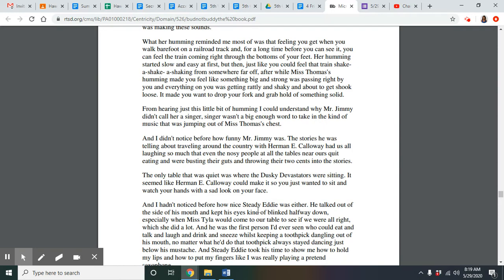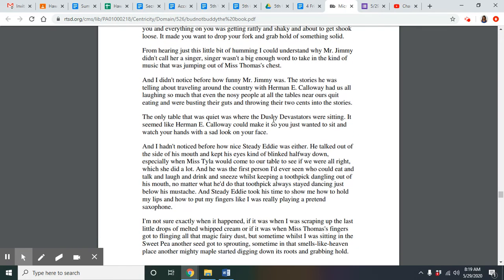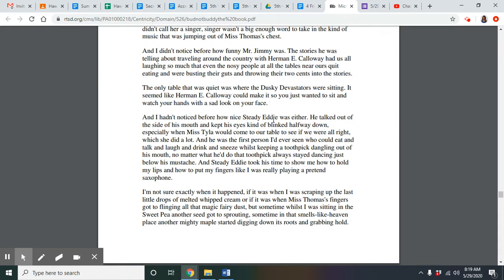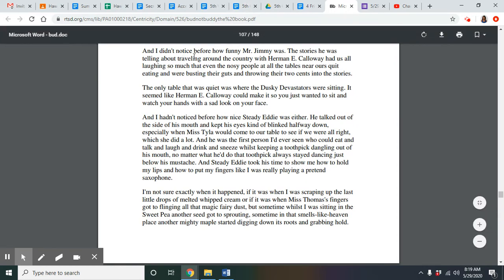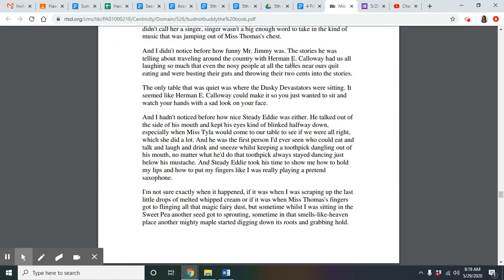From hearing just this little bit of humming, I could understand why Mr. Jimmy didn't call her a singer. Singer wasn't a big enough word to take in the kind of music that was jumping out of Miss Thomas's chest. And I didn't notice before how funny Mr. Jimmy was. The stories he was telling about traveling around the country with Hermione Calloway had us all laughing so much that even the nosy people at all the tables near ours quit eating and were busting their guts and throwing their 2 cents into the story.